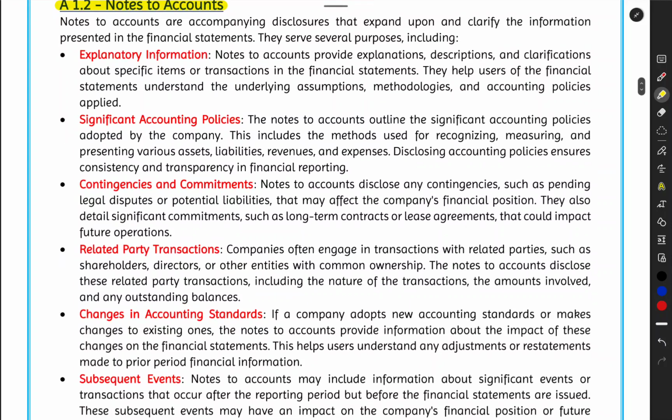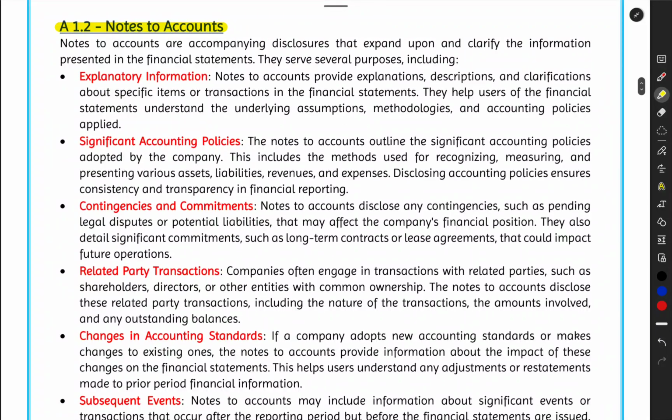Now if I talk about notes to accounts, as we discussed in the previous lecture itself, notes to accounts are basically an explanation to the topics which are already covered in your P&L, balance sheet, cash flow statement, and changes in equity statement. So all the items of your financial statements, P&L, sales, cost of goods sold, operating expenses, non-operating incomes, non-operating expenses, taxes, will need further explanations which are given in detail in the notes to accounts.